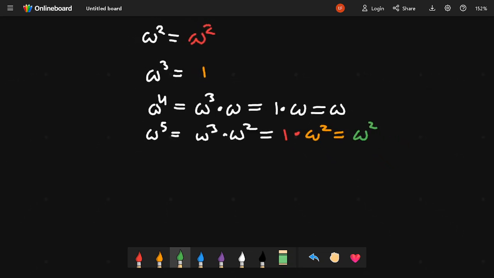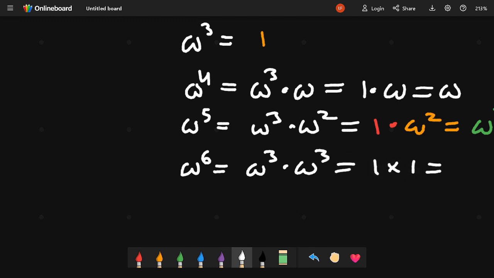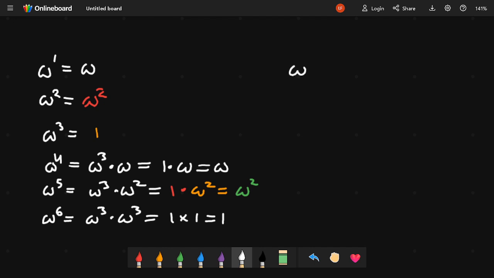So I think you can observe a pattern here. And if you calculate omega to the power of 6, you get omega cubed times omega cubed, which is 1 times 1, and that's 1. So what you observe here is a pattern is repeating. Omega, and then omega squared, and then 1. And then it goes back to omega, and then omega squared, and then 1, and it just keeps repeating.